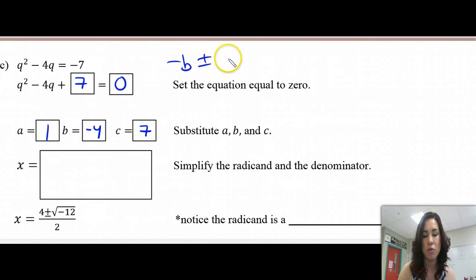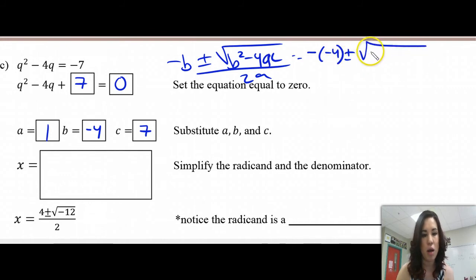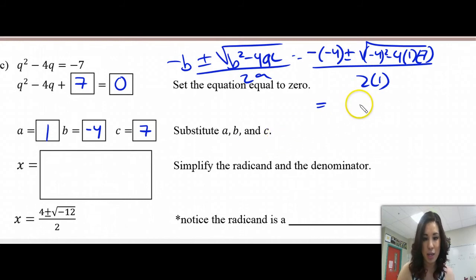Negative b plus or minus square root of b squared minus 4ac all over 2a. So let's plug it in. Negative b, so negative 4 plus or minus the square root of b, so negative 4 squared minus 4 times a, which is 1, times c, which is 7, all over 2 times a, which is 2 times 1. Okay, so let's go ahead and simplify. Again, put everything underneath the radical first into your calculator. So that would be negative 4 squared minus 4 times 1 times 7, and that's a negative 12.